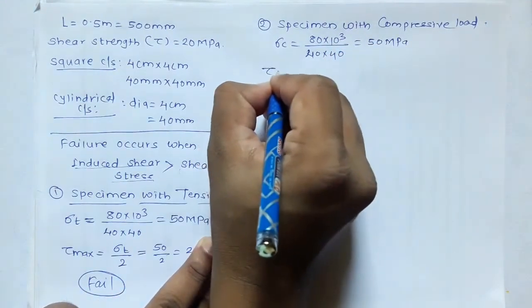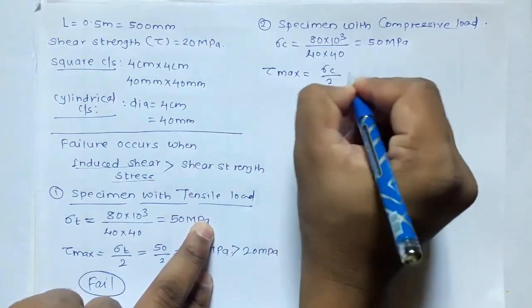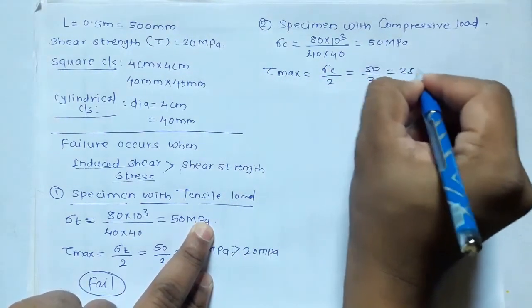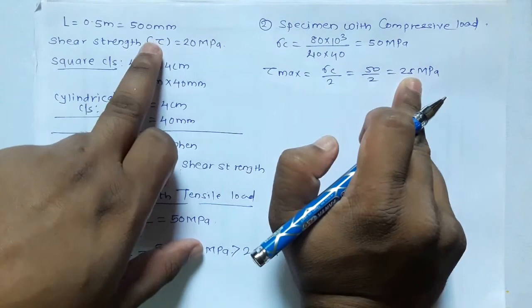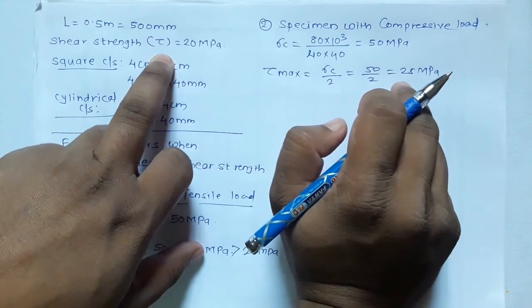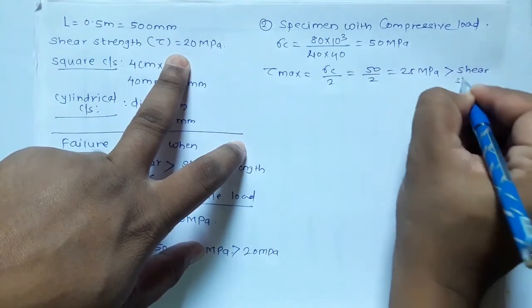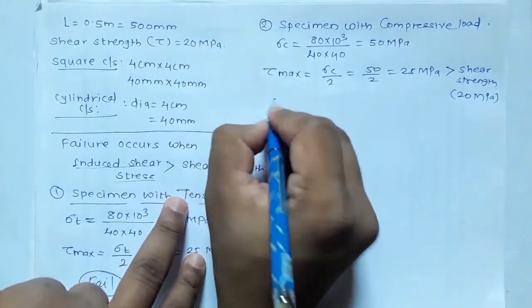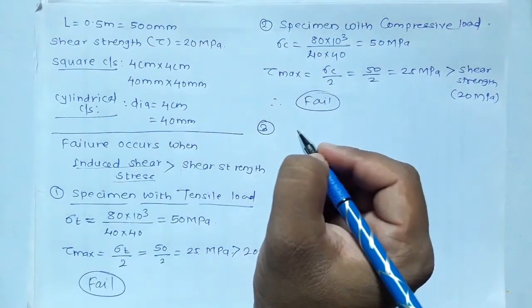Let us calculate induced shear stress, that is tau max, maximum shear stress, and it is half of this induced compressive stress. So we will get maximum shear stress in this specimen as 25 megapascal. Now if you compare the value of maximum shear stress in this specimen with the shear strength, you can find that this value is greater than shear strength, which is having magnitude of 20 megapascal, and therefore this specimen will also fail. Okay. Now let us go for the third specimen.